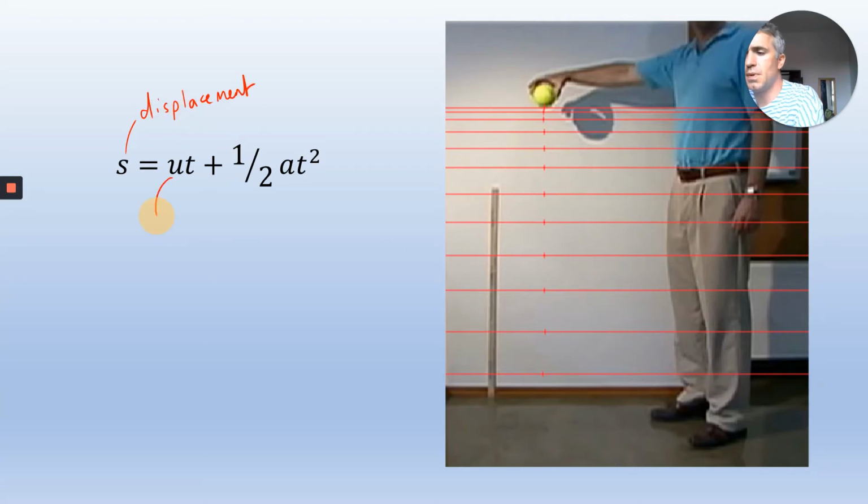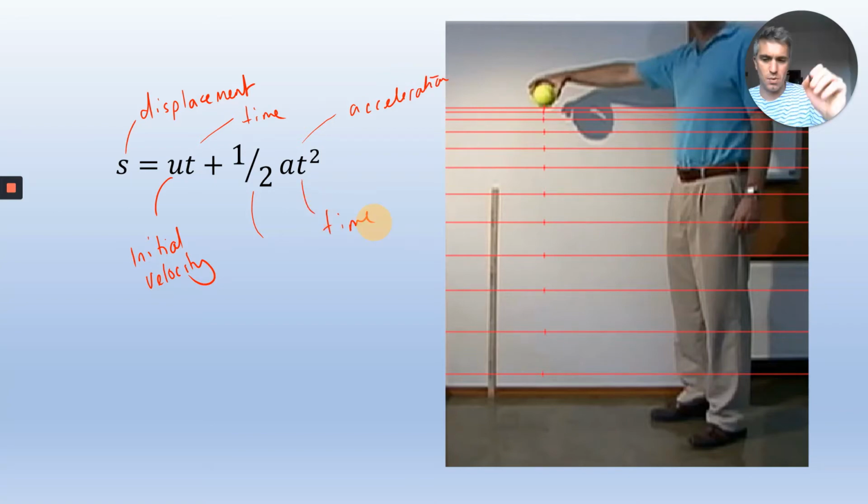U is initial velocity. T is time. Half is a number, it's constant. A is the acceleration. And T is time again. And squared is a mathematical operator.